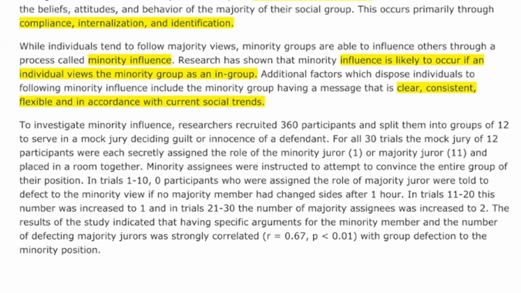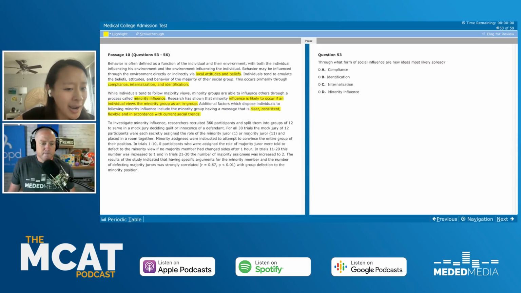So in this, we're really talking about our experiment: how it was set up, as well as a bit of results in that last sentence. So I would try and highlight in a way that captures the main ideas from that experiment. I would probably highlight the role of the minority juror or majority juror. So there's one minority juror and there's 11 majority jurors. And their goal is, as a minority, to attempt to convince the entire group of their position. So I'd probably highlight that goal as well.